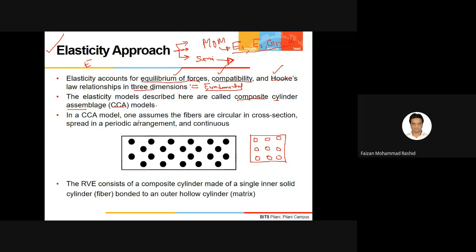Here one assumes that the fibers are circular in cross section, spread in a periodic arrangement, and continuous. Fibers being continuous means there is no breakage of the fiber. The fiber is not like this, where there is a breakage, or any slip built into the fiber, or any defect, and the fiber-matrix interface is intact. The representative volume element consists of a single inner solid cylinder bonded to an outer cylinder.